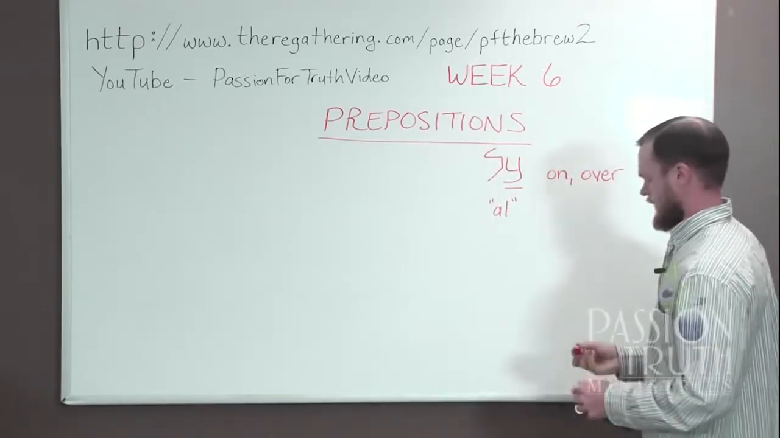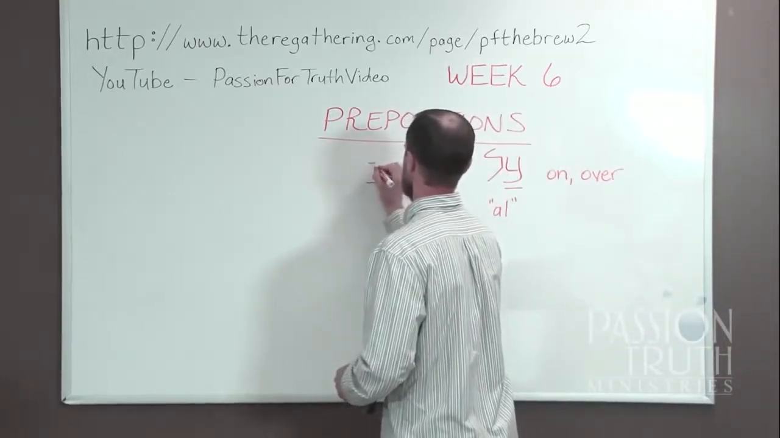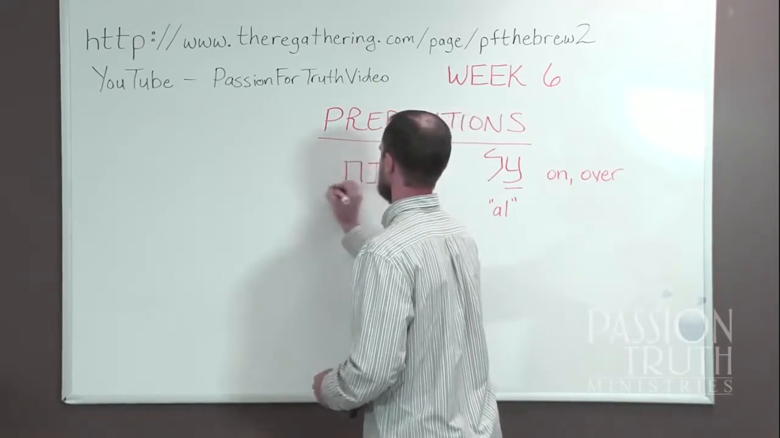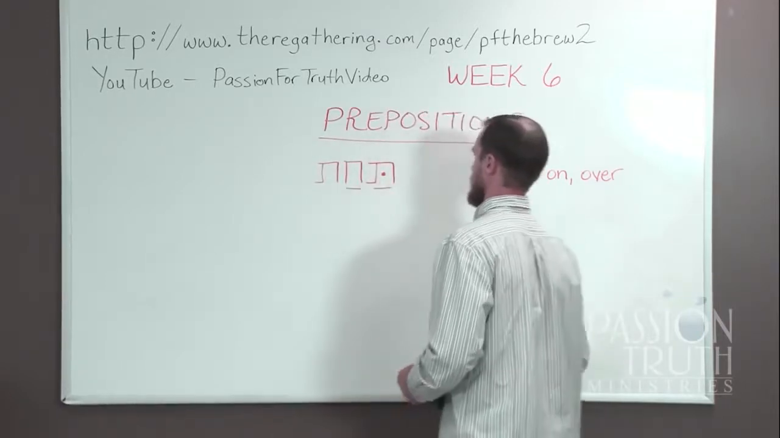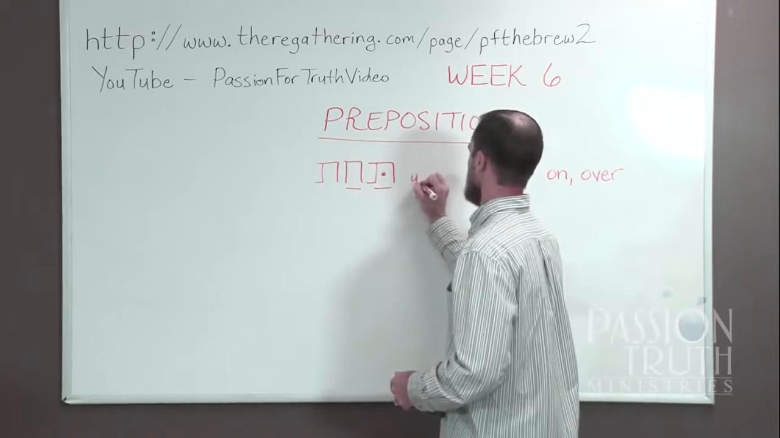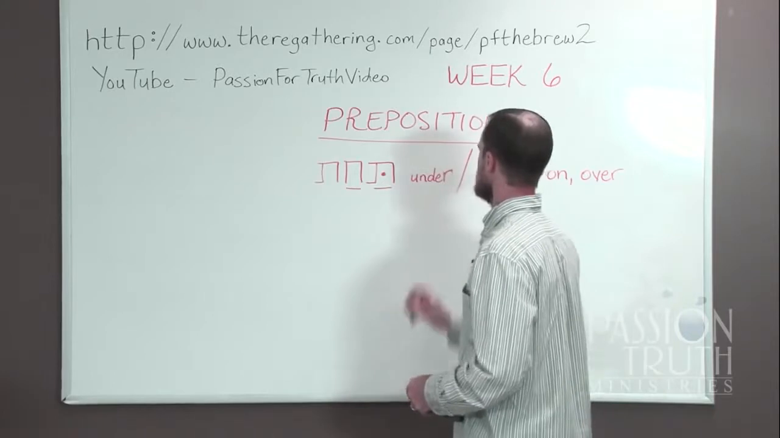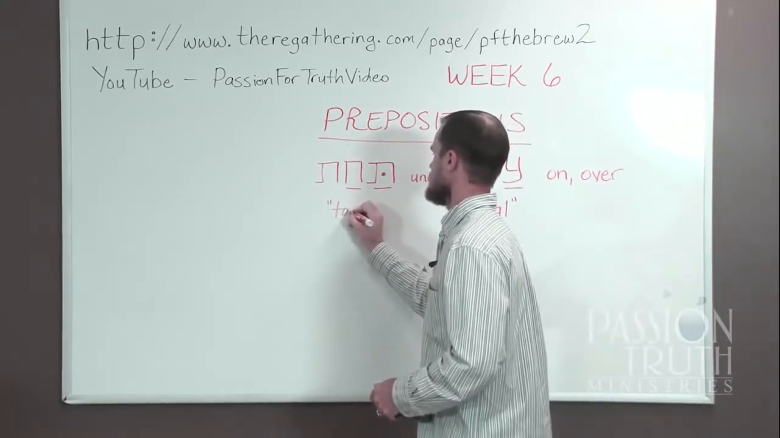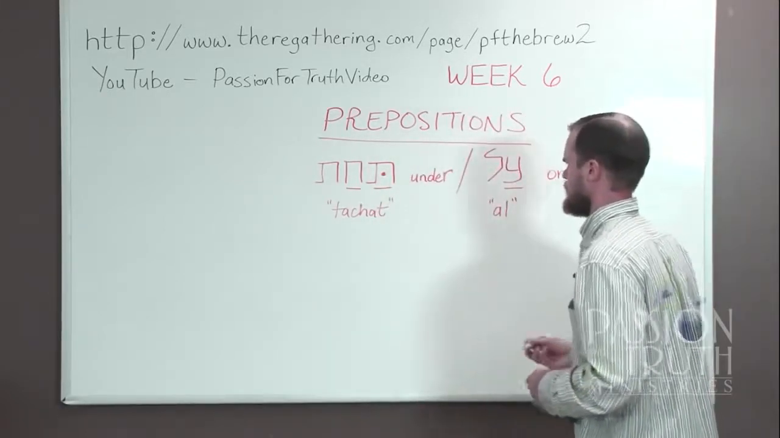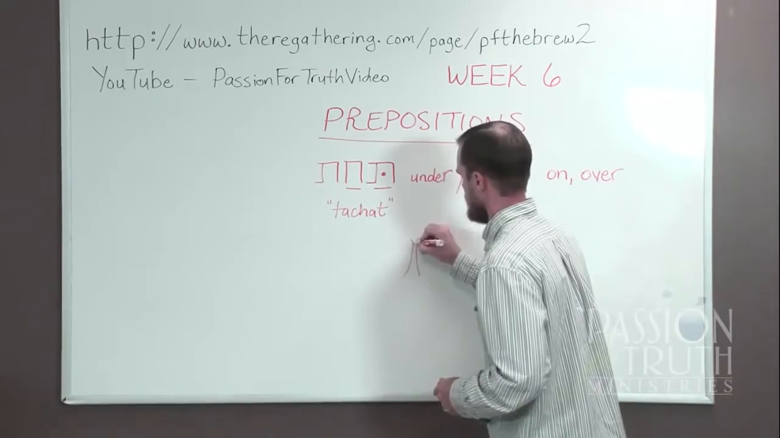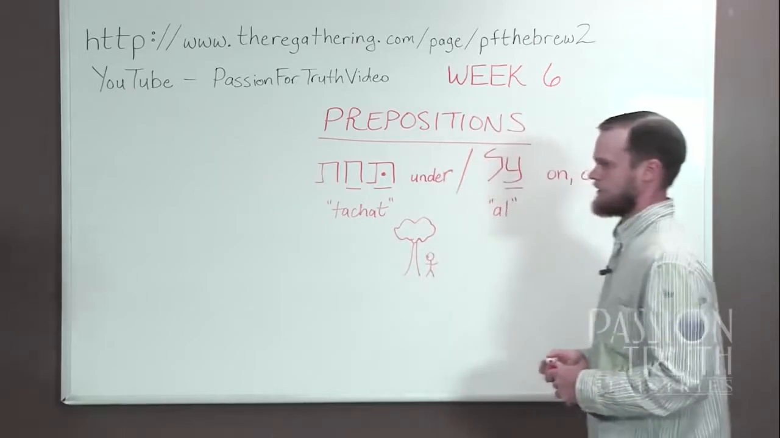And the opposite, if you will, of al would be tachat, which means under. Tav, chet, tav. Tachat is under. I won't draw a picture of a man under a house, but perhaps under a tree. This is tachat, beneath.